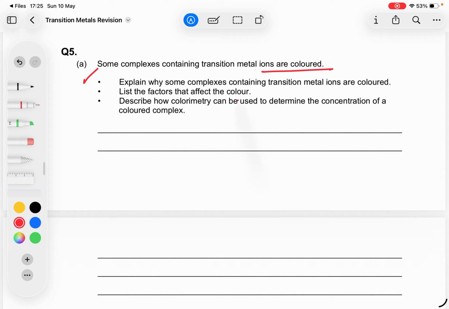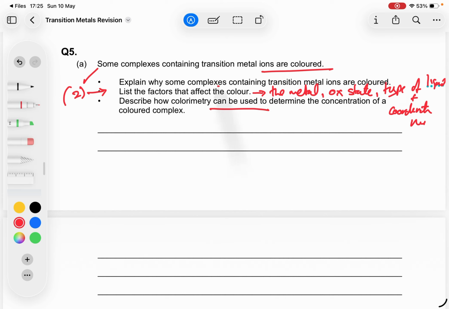List the factors that affect color. That we've already talked about, haven't we? The metal, the oxidation state. Please don't abbreviate. The ligand, the type of ligand, and the coordination number or shape. So that gets you 2 marks. And describe colorimetry. And now let's tackle these 2 bullet points together. Why are they colored?